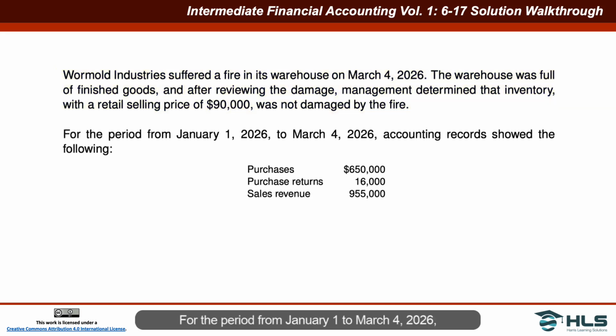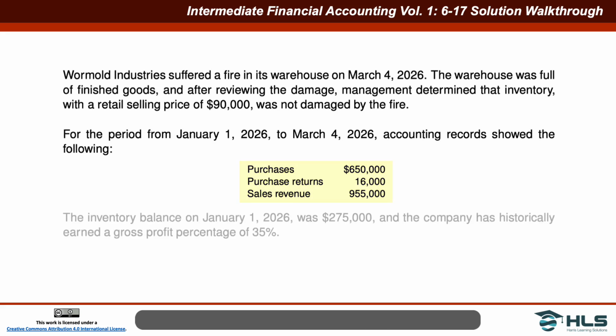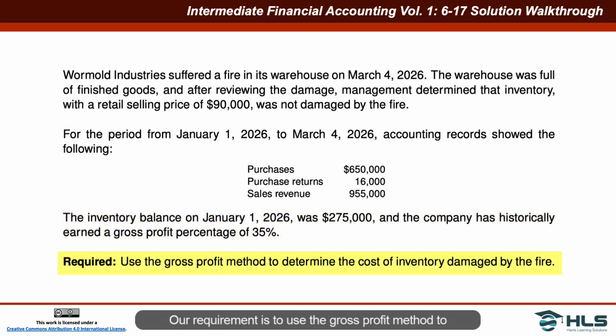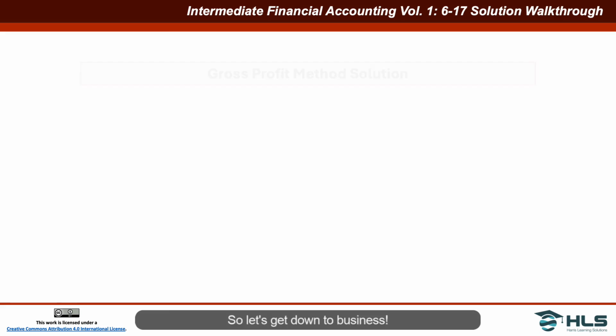For the period from January 1st to March 4th, 2026, the accounting record showed the company had purchases of $650,000, purchase returns of $16,000, and sales revenue of $955,000. The inventory balance on January 1st, 2026 was $257,000, and the company has historically earned a gross profit percentage of 35%. Our requirement is to use the gross profit method to determine the cost of the inventory damaged by the fire. So let's get down to business.